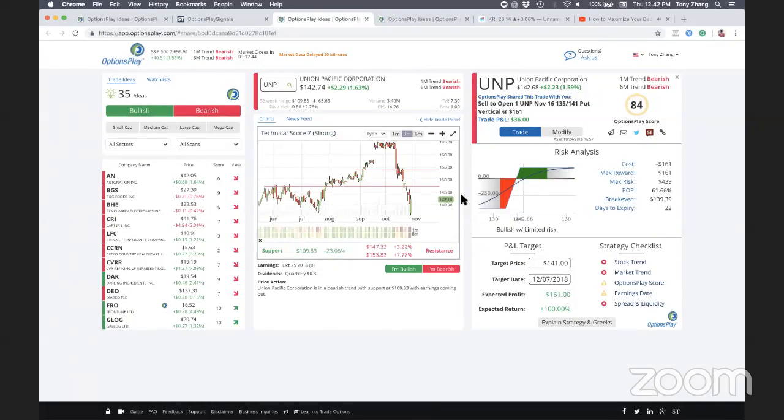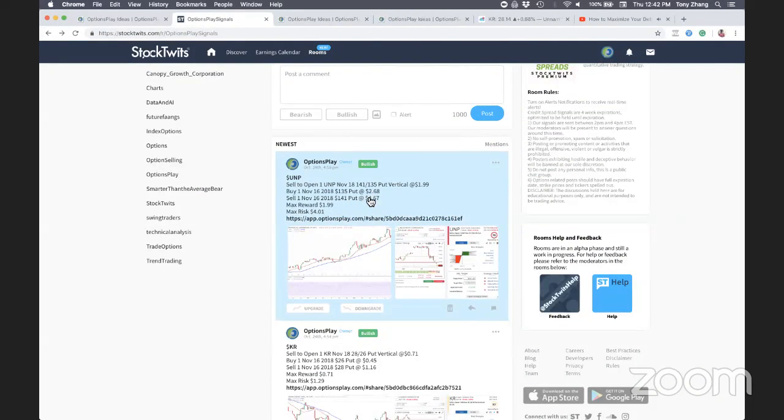This is what generated that signal, and off the back of that, yesterday we sent the signal to sell the 141 put and buy the 135 put, and that collected $1.99 in premium with a risk of $4.01. So roughly, again, that 2-to-1 risk reward ratio. So everything is set up for you.